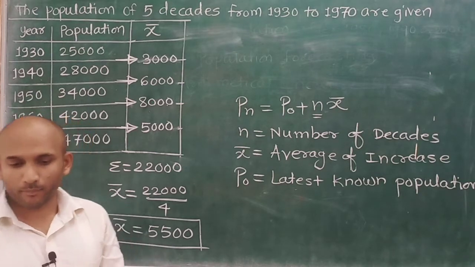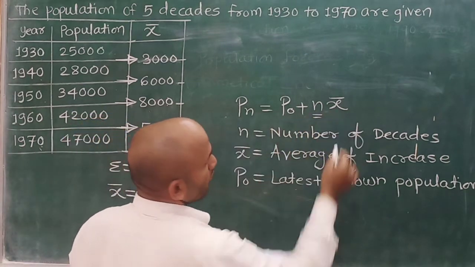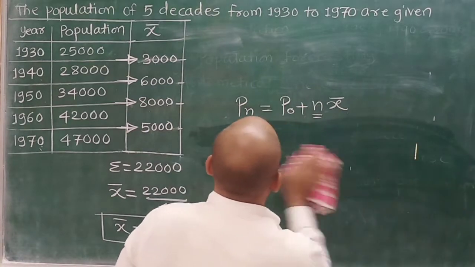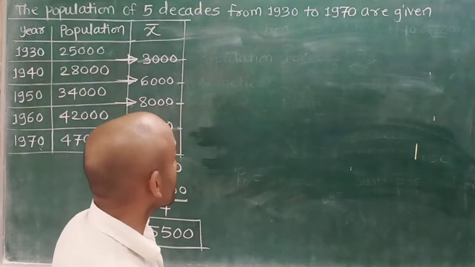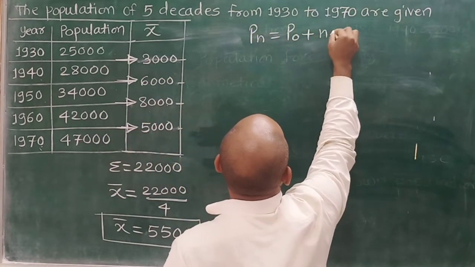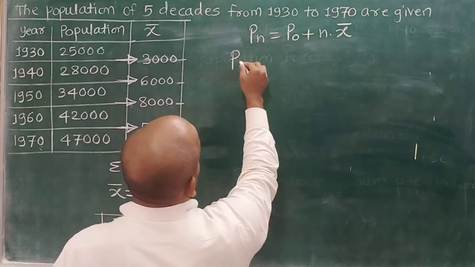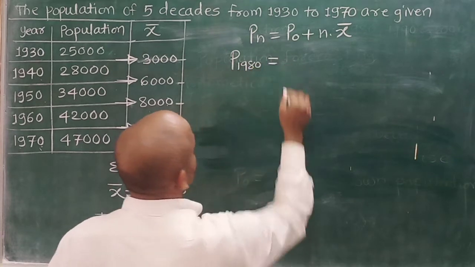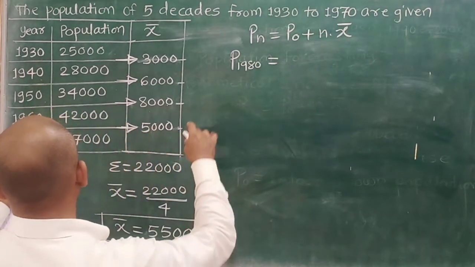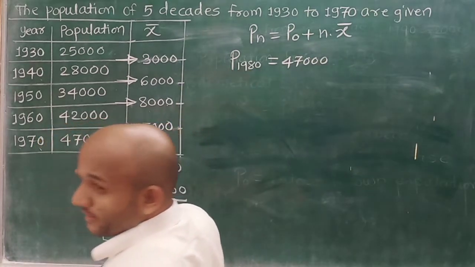Okay. And by using this value, now we are going to find out Pn. The formula is Pn is equal to P naught plus n into x bar. We have to find out the population in the year 1980, P 1980. P naught is the latest known population. Latest known population, it is what? 47,000. In 1970, it is the latest known population.